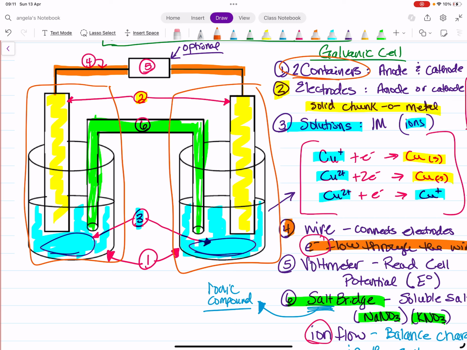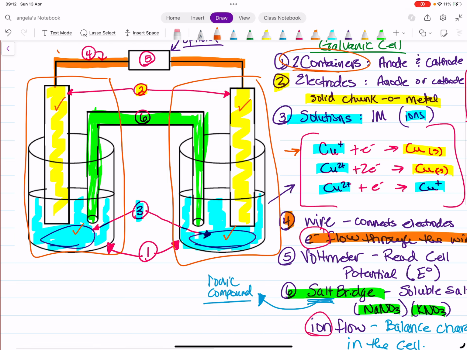Now, inside each one of these, I have an electrode, check, check, and it's a solid chunk of metal. And then I have a solution, check, check. And it should be 1 molar. Now, it could be a different molarity, but then it's not going to be standard conditions. And in each one of these, I have one half reaction. Now, I'm not going to have copper with copper more than likely, but I would have copper with silver or something like that. So I have my solutions. I have the wire, which the electrons flow through, and that's super important. The voltmeter reads the voltage, so the cell potential.